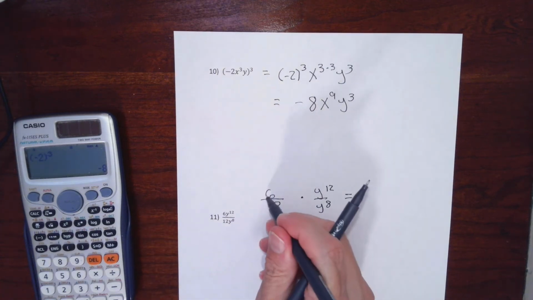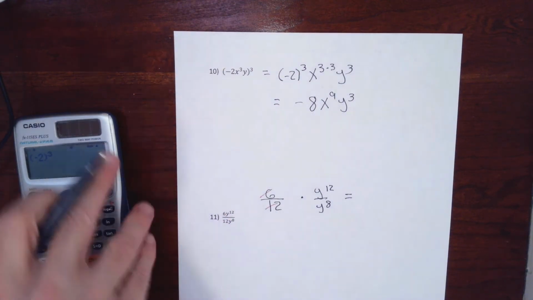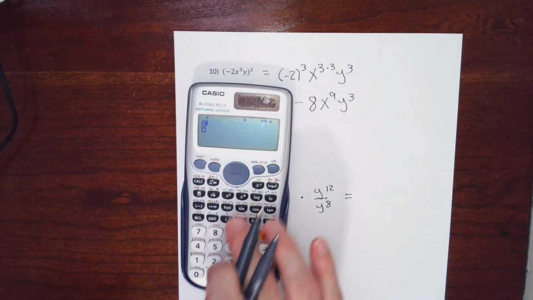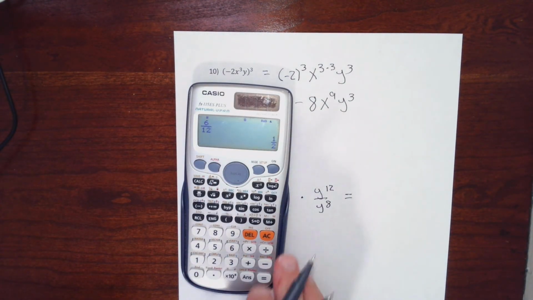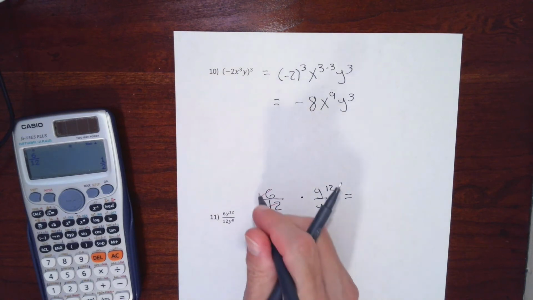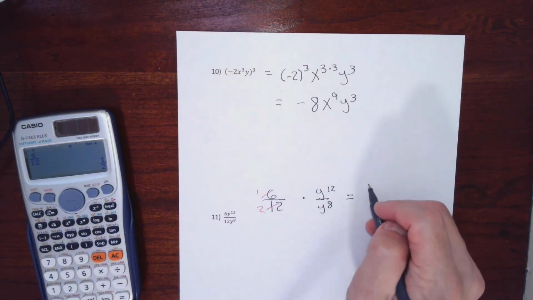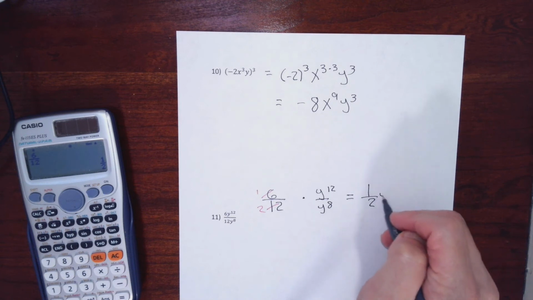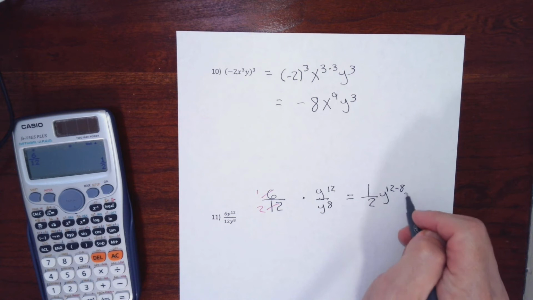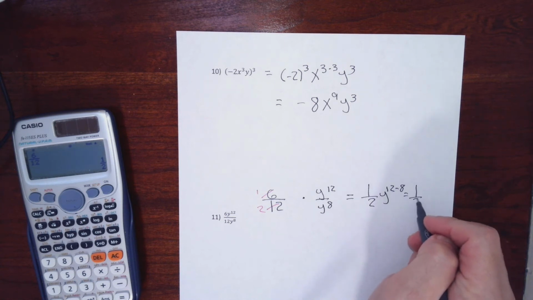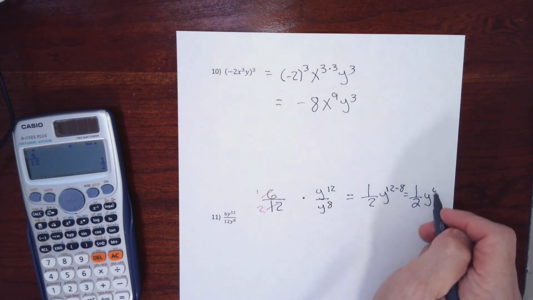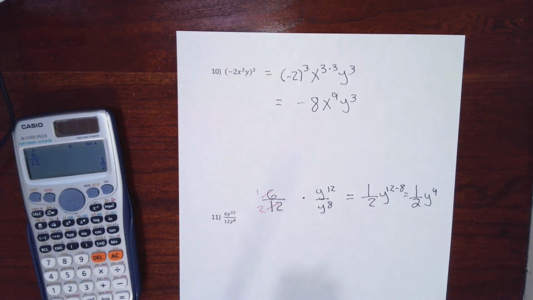Doing the problem this way, I'm going to reduce the fraction 6 over 12 to 1/2 by dividing the 6 by 2 and the 12 by 2. So the 6 over 12 reduces to 1/2. And for the y's, I'm going to subtract their exponents and get an exponent of 4. So one answer to this could be 1/2 y to the 4th.